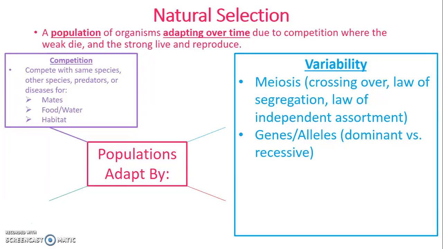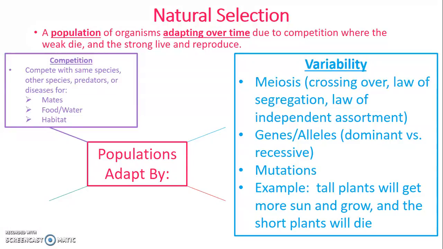Remember that some genes and alleles are dominant and some are recessive. And if you have dominant genes, they may be stronger and you'll be able to live longer and pass those on to your offspring. Even recessive ones can be strong. Mutations. If a mutation occurs in your DNA, that random mutation could be a cause for you to be able to live and reproduce, or that could be a mutation that causes you to die.